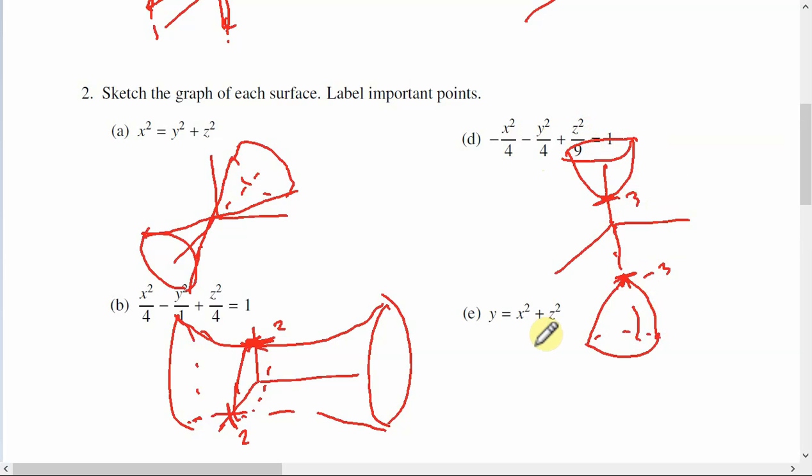The next one, this is an elliptic paraboloid, and it's going along the y-axis, so it looks something like this. Elliptic paraboloid goes this way, and there's nothing to label on that one.